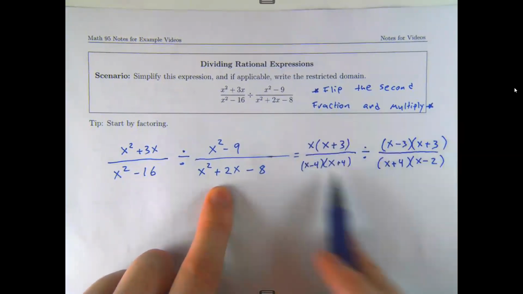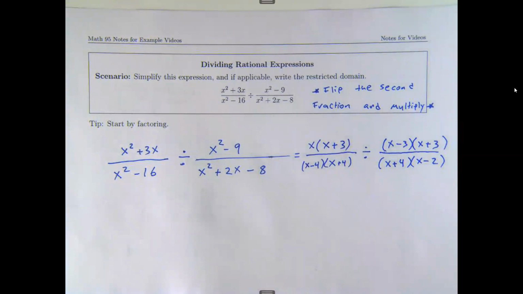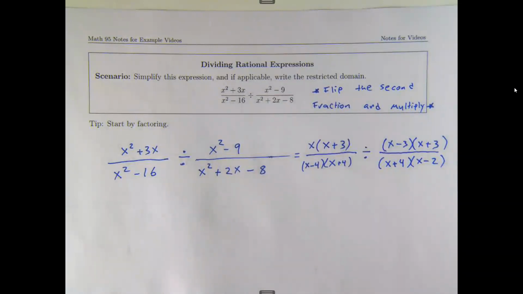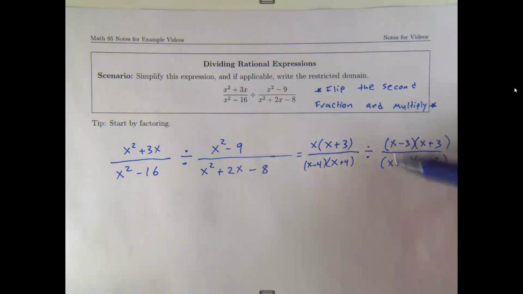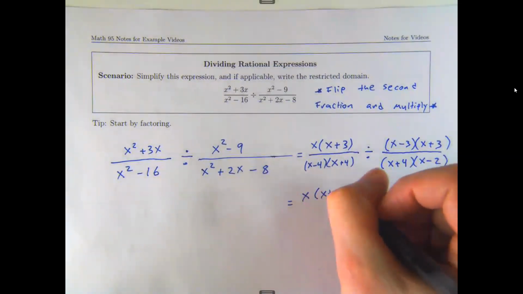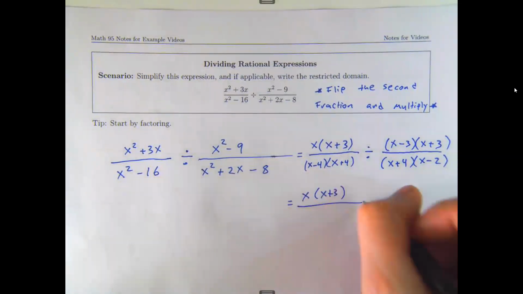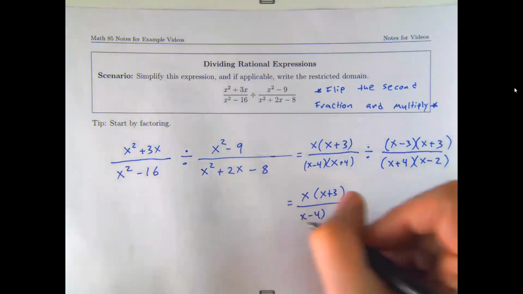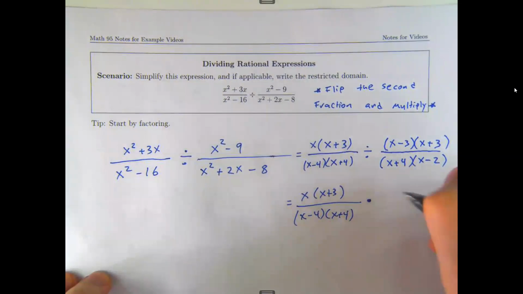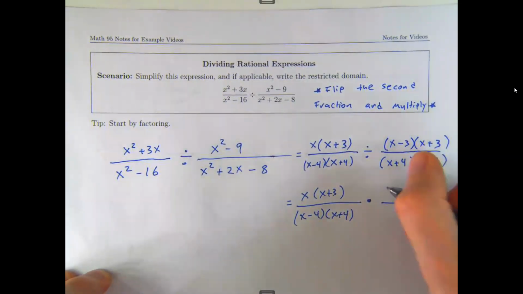So all I've done so far, and I've actually done a lot, so I'm making that sound like it's a small task, but I would say this is the biggest task. I've factored each of these numerators and denominators. Now to divide, I'm going to flip the second fraction. So I'm going to change the top and the bottom. Everything else is staying the same. And then I'm going to multiply across.